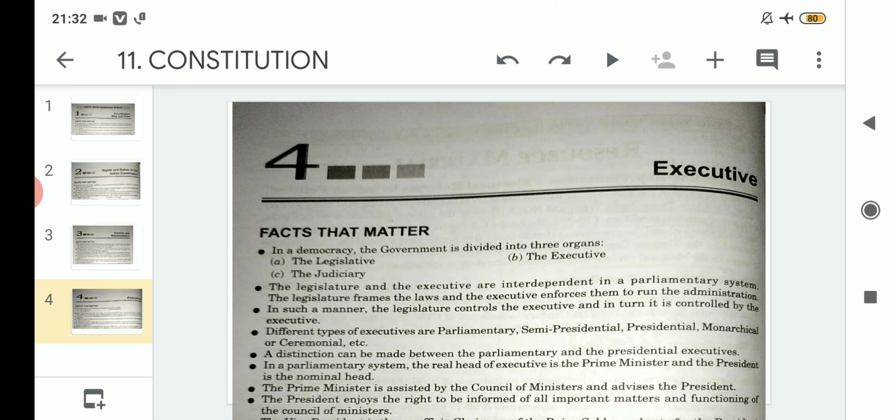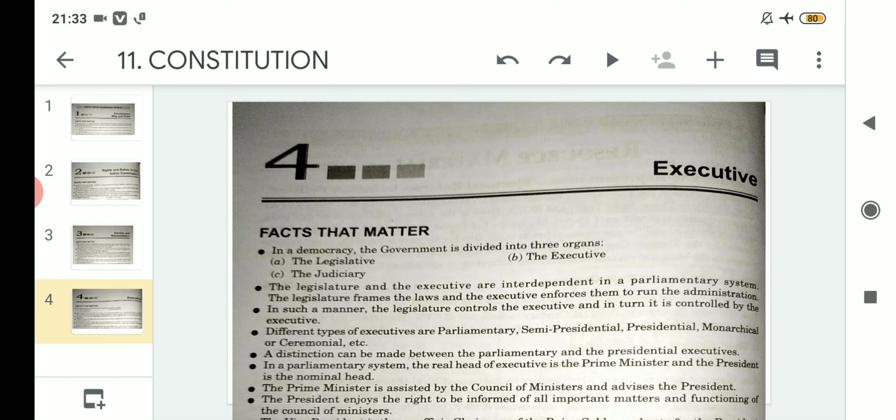And in the same way, the framing of laws is done by the legislature and the enforcement of that law is done by the executive. In the same way, the legislature controls the executive and vice versa, the executive also controls the legislature. So different types of executives are parliamentary, semi-presidential, presidential, monarchical or ceremonial, etc.